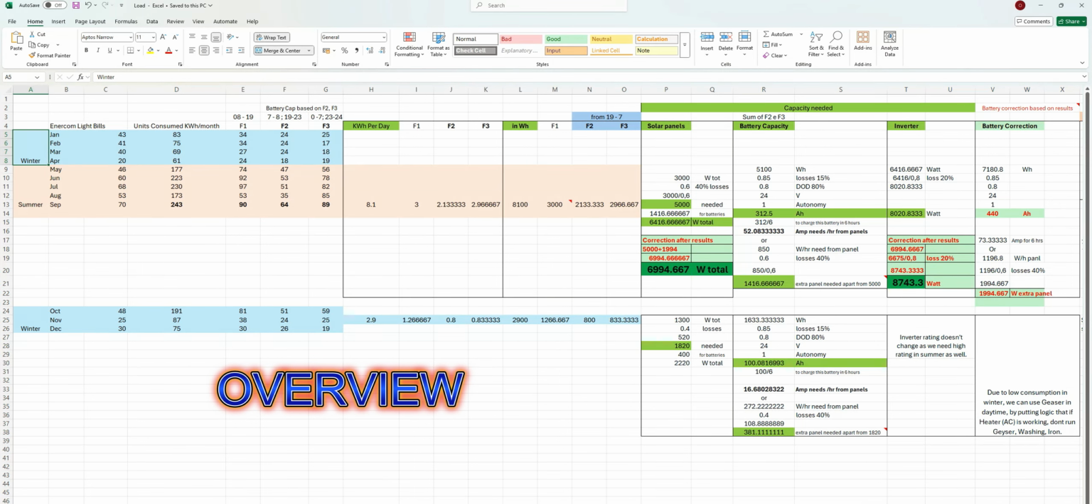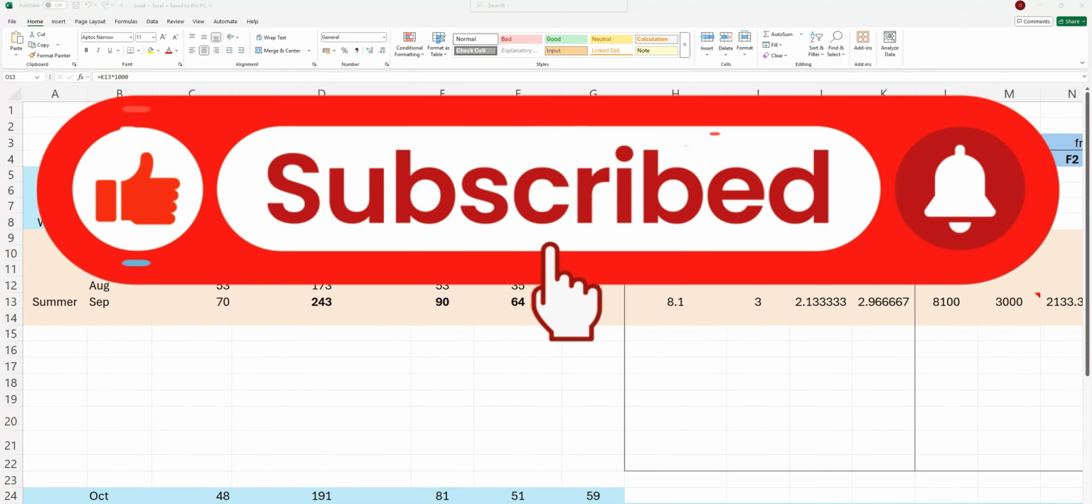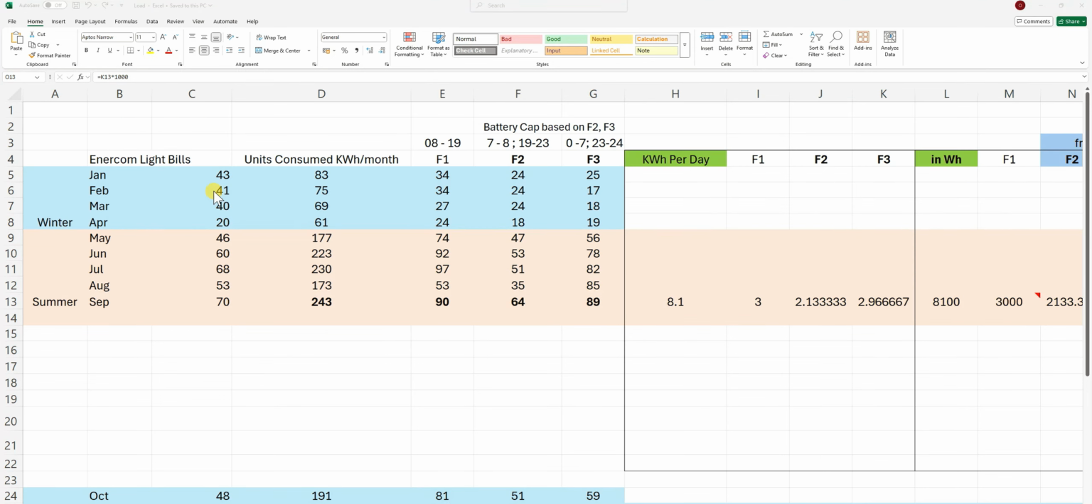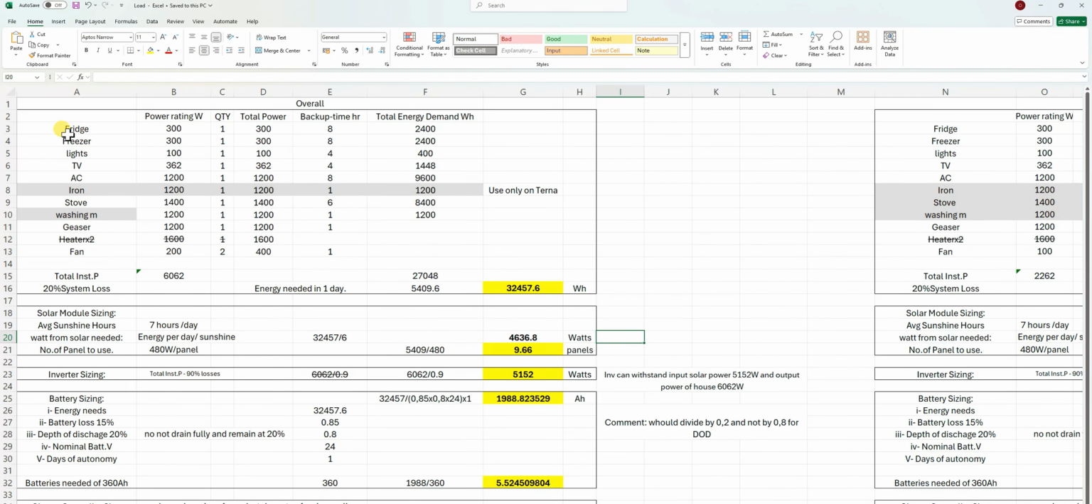So first of all, we need to understand what is our load, household load. The one procedure can be, you can do a traditional method, like you can calculate your load like fridge, freezer, lights, their power rating, backup power, blah blah, and all these manual calculations.